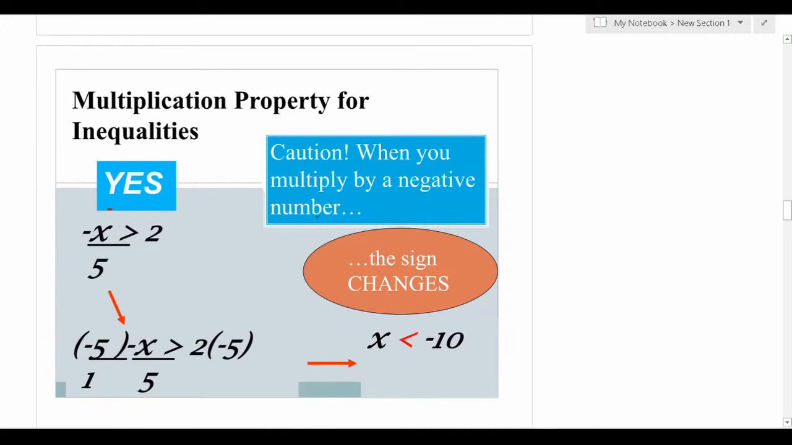In this case, they multiplied across the inequality sign by a negative, which again is going to prompt you to flip or change the sign's direction. So let's go ahead and work on this example. They gave us -x over 5 is greater than 2. And again, I like to write this like this: -1/5 x is greater than 2. It's just easier for me to work with when it's written this way.